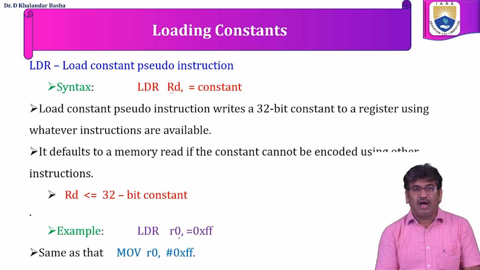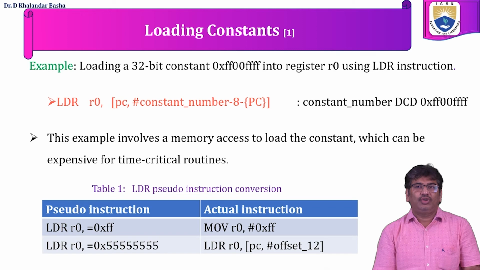Example, LDR R0, =0xFF. In this case, FF is a constant that we are loading into R0. The same functionality we can achieve by using the move instruction, MOV R0, #0xFF. If the constant is more around 32 bit size, the move instruction is not sufficient. So consider loading a 32 bit constant like 0xFF00FFFF into the register R0 using the LDR instruction.